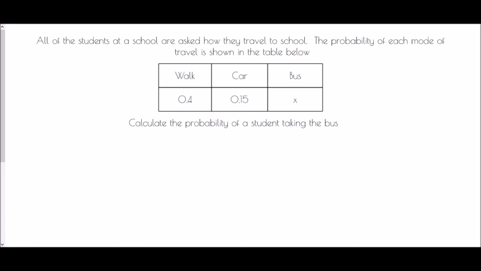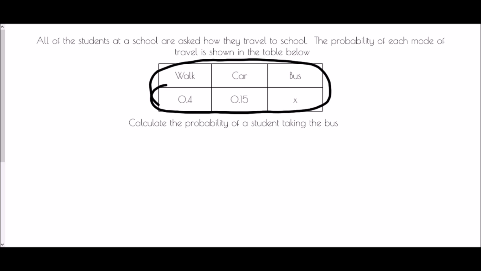And finally, we're looking at how some students actually get to school in the morning. And the probability of each mode of transport is shown in the table. So 0.4 is the probability of walking, 0.15 is the probability of taking a car, and x is the probability of taking the bus. Calculate the probability of a student taking the bus. Well, again, these 3 situations cover all possibilities. They're the only 3 ways that the students actually get to school, and therefore all of the probabilities must add to 1.